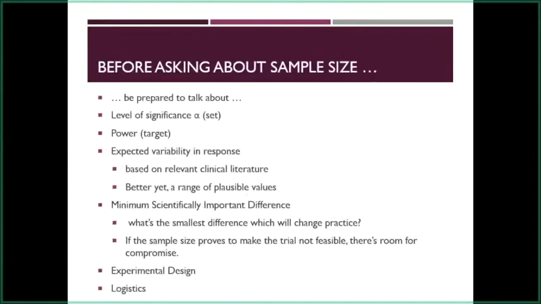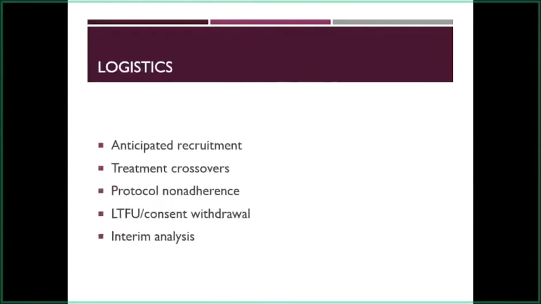The last thing I'm just going to mention that we don't often think about as a part of a sample size calculation, but it is important to talk about, is the logistics of actually implementing the trial. So you're going to, at some point, want to talk about what the anticipated recruitment rate might be. Treatment crossovers and non-adherence are going to require additional inflations to the sample size. Loss to follow-up and consent withdrawal would require inflations. Interim analysis would require inflations, and so forth.